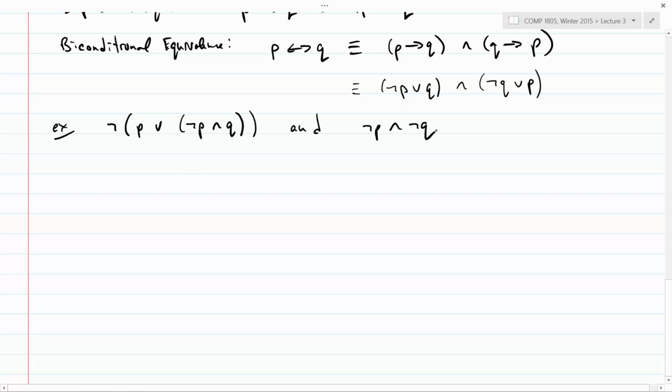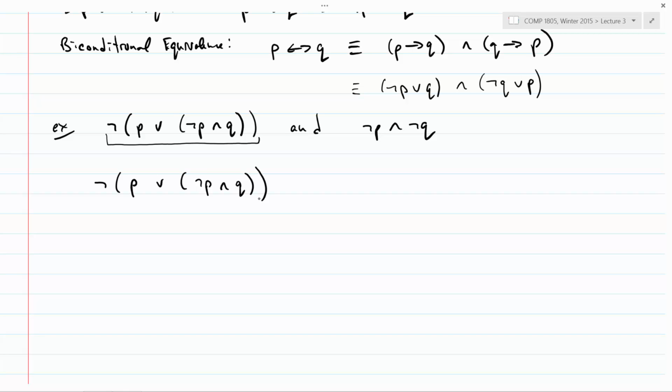So the way you attack these is you start on one side and you apply a bunch of these laws and you hope to end up on the other side. So I'm going to start on one side. And typically you start on the side that's longer, because the longer it is, the more stuff you can do to it.